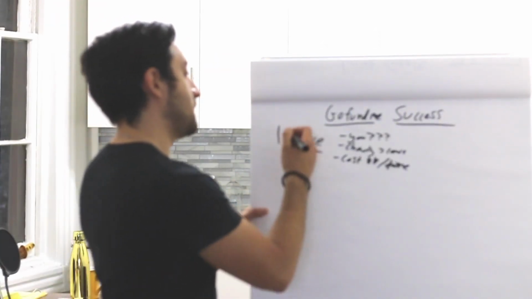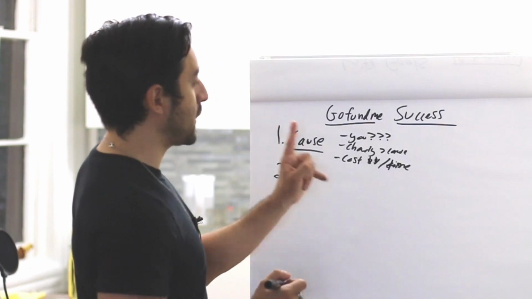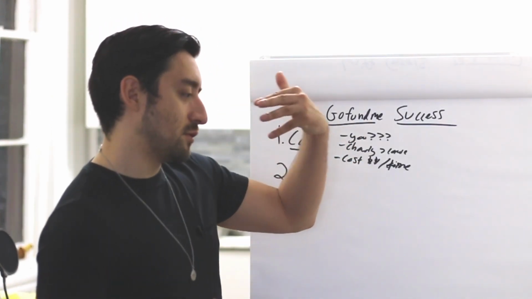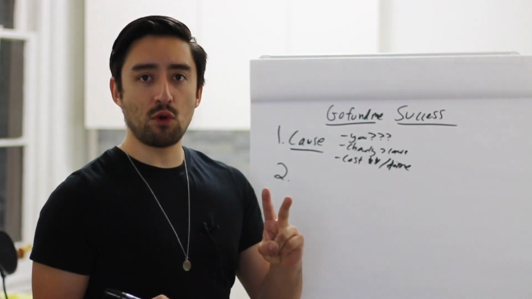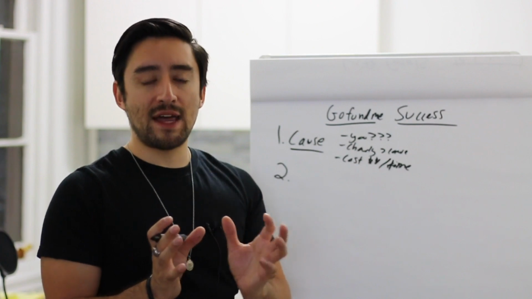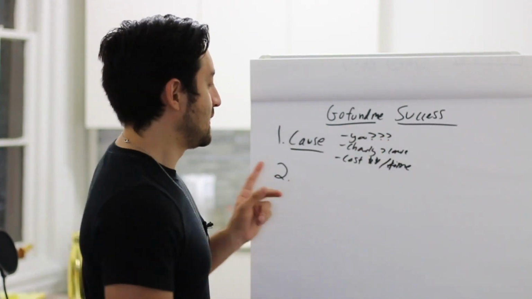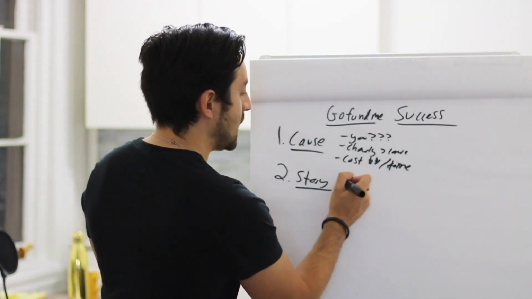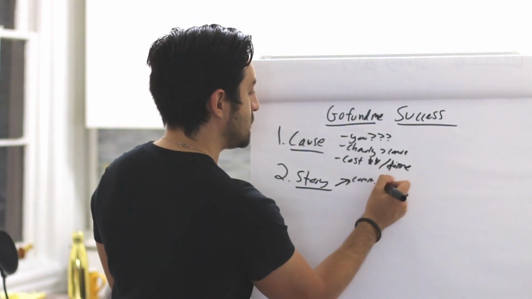The second component of GoFundMe success, after you've identified an important cause that people care about and that is not only related to you, but that you can talk about in a way that's going to be meaningful to other people, the second most important thing is to wrap all of that into a story. So this is kind of like the research phase is the cause. Then you're going to wrap this into a story. And this story is what you're going to use to actually communicate your cause to other people.